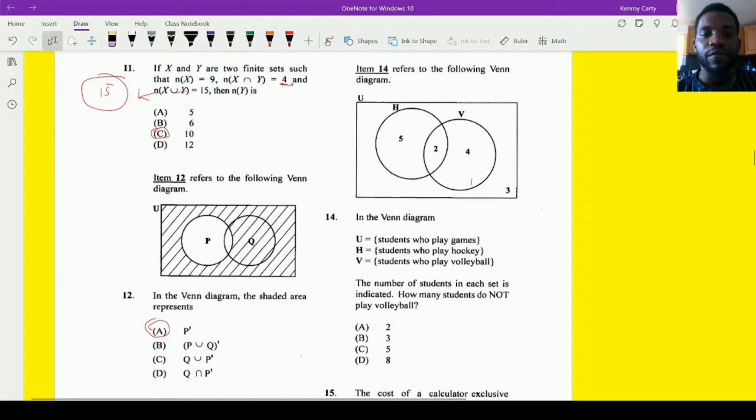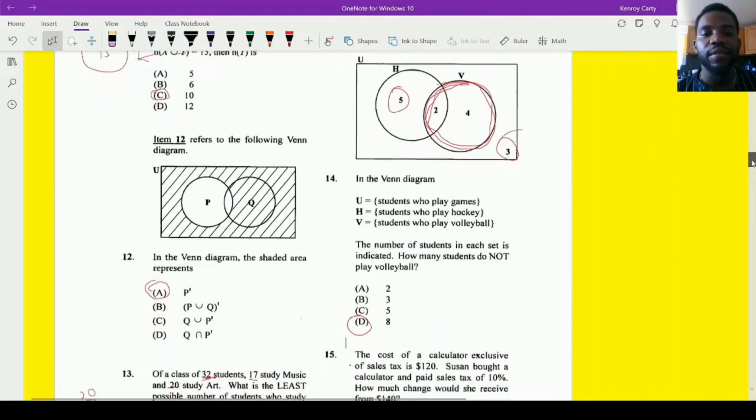Alright, let us see where volleyball is. Volleyball is this circle right here. The number of persons who don't play it is anything that doesn't fall in the volleyball circle, which is 5 over here and 3 over there. So that becomes 8 in total. 8 persons don't play volleyball. Once it's not in the volleyball circle, they don't play it.